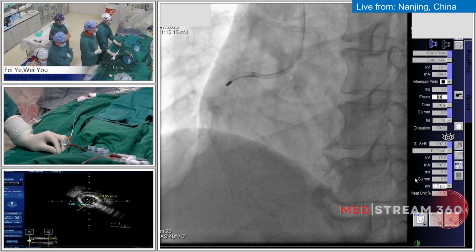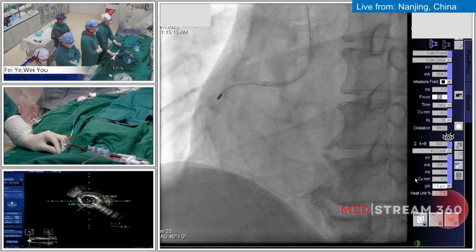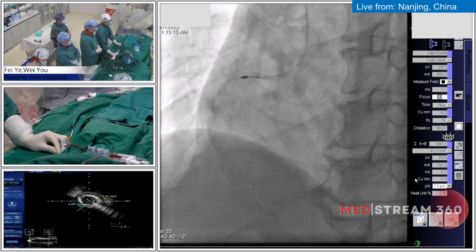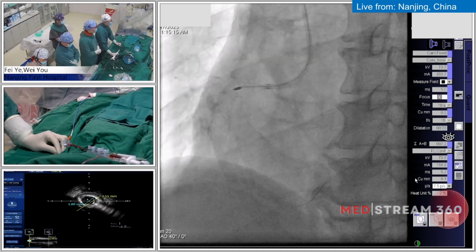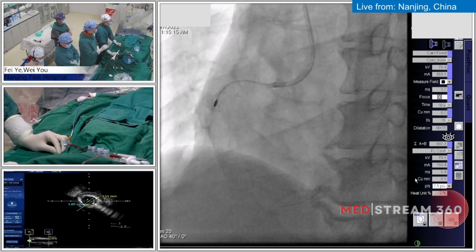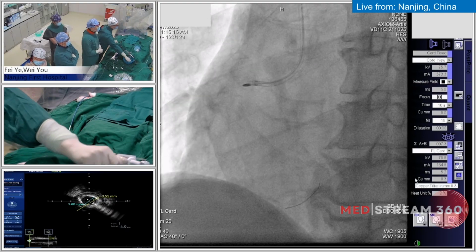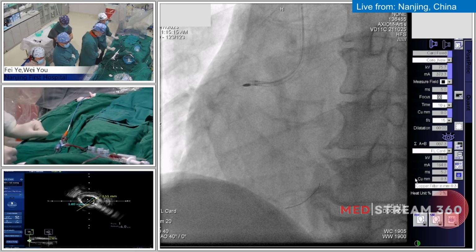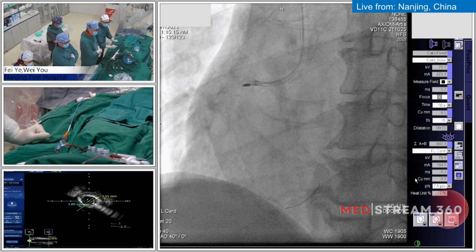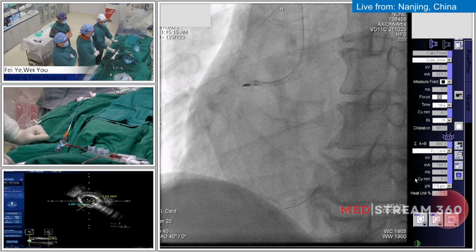150,000. 170,000. Okay. Just encountered very strong resistance. So during the rota procedure, we should pay attention to the heart rate and the blood pressure. Yeah, blood pressure is okay. No EKG changes since now.